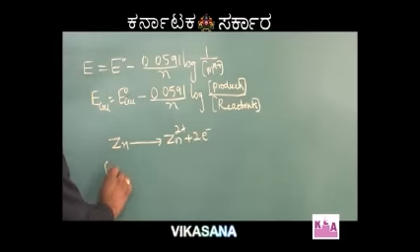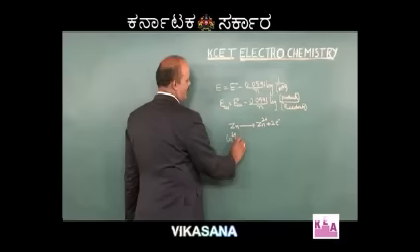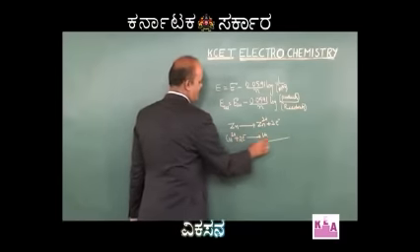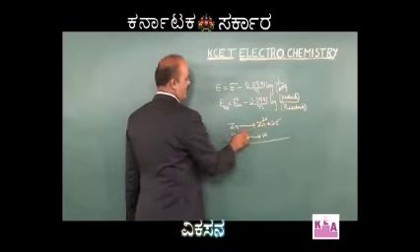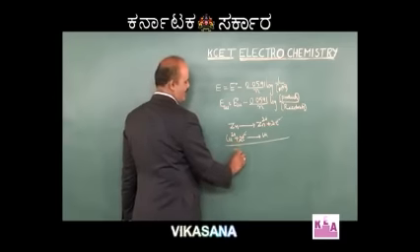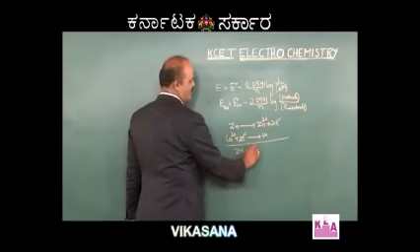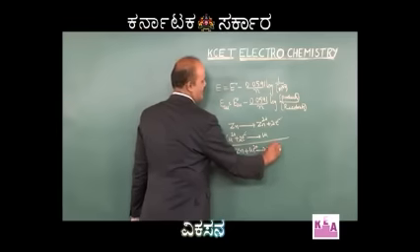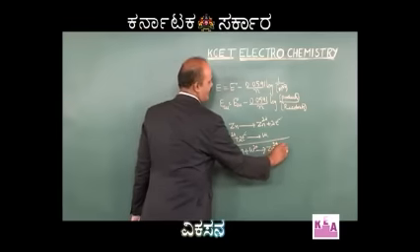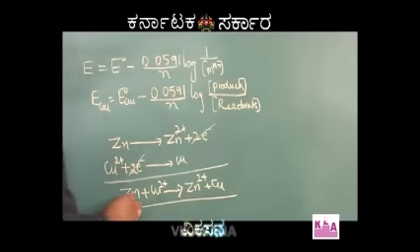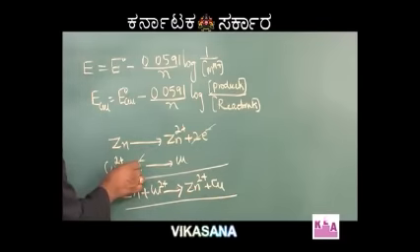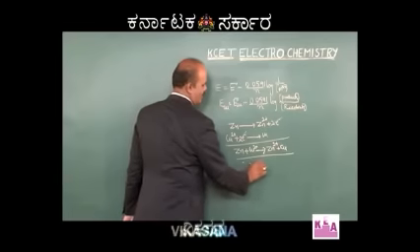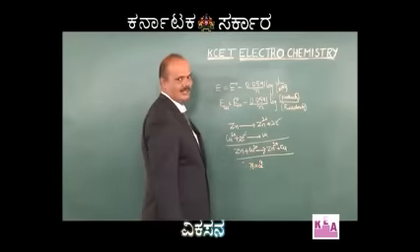Zinc undergoes oxidation to form zinc 2+ by losing 2 electrons. Again, copper 2+ ions undergo reduction by gaining 2 moles of electrons to form copper. When these two are added, the 2 electrons get cancelled. Therefore, Zn plus copper 2+ gives rise to Zn2+ plus copper. Here, how many electrons get cancelled is the value of N. Therefore, N is equal to 2. This is how we can calculate the value of N.